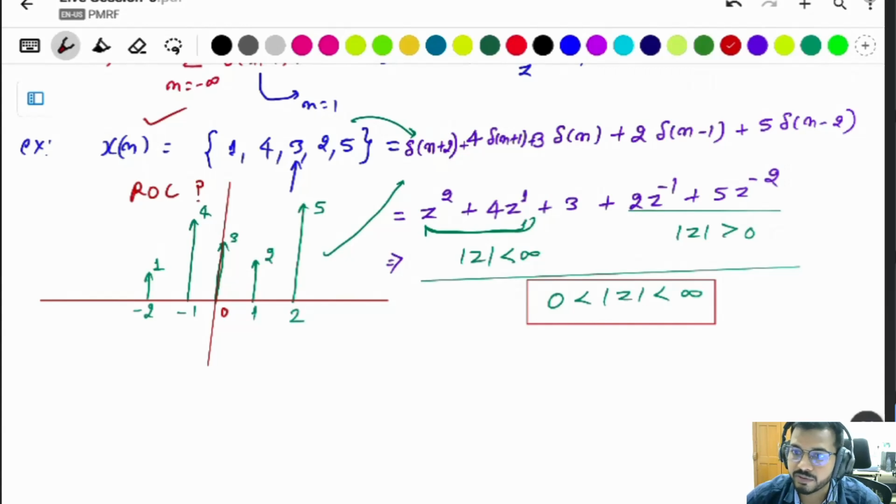This type of function you can find the ROC by taking like that. Yes, anyone have doubts? Yes, sir. Mod Z less than infinity and mod Z greater than 0. Again in this regard. Okay.